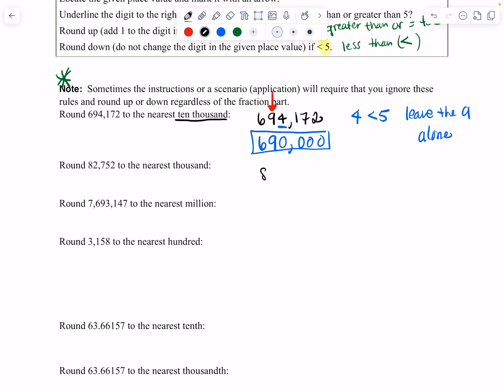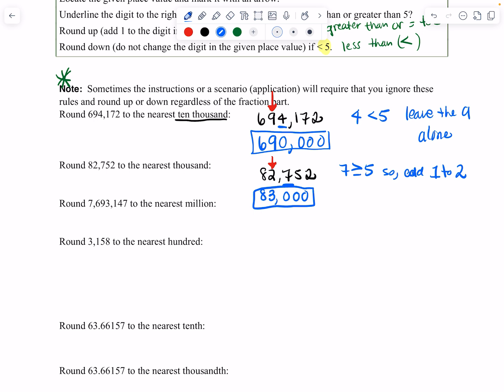We're going to round 82,752 to the nearest thousands. So the first thing is I have to figure out what digit is in the thousands position, and it's a 2. I'm going to look at the number to the right of it, which is a 7. 7 is greater than or equal to 5, so I'm going to add the value of 1 to the 2 that is in the thousands position. So 2 plus 1 is 3. So 83,000, and then I'm going to replace the rest of them with zeros. So this is an example where we rounded up.